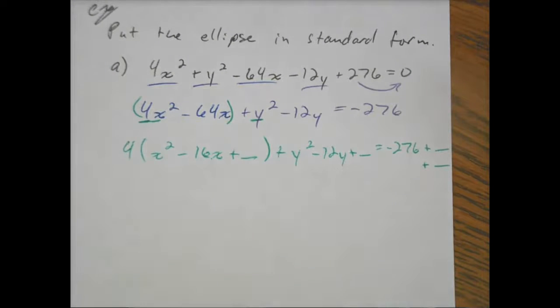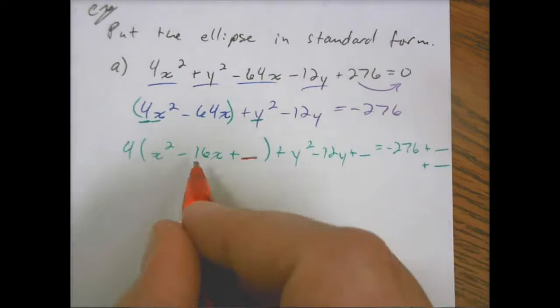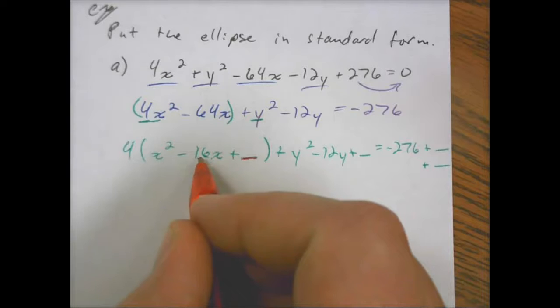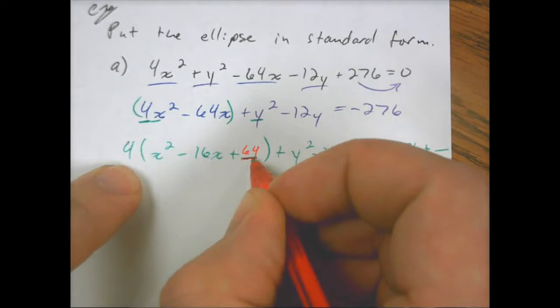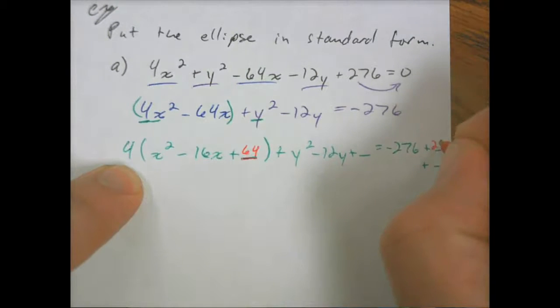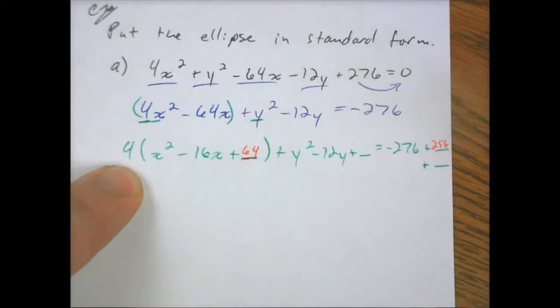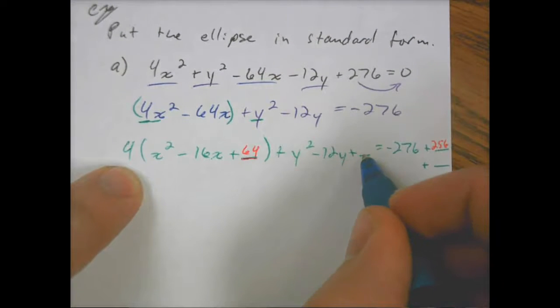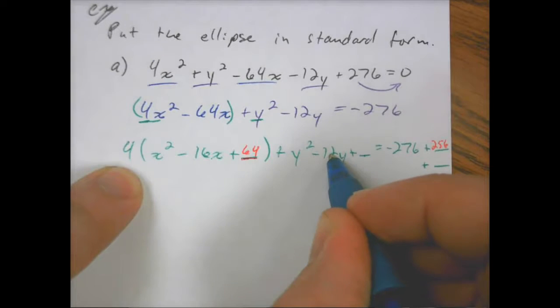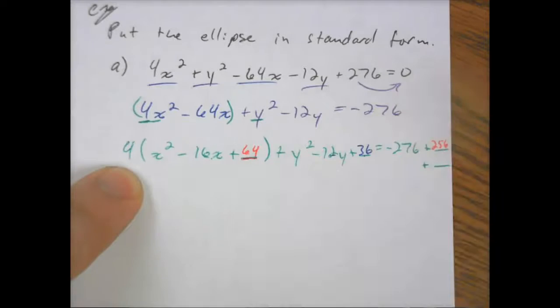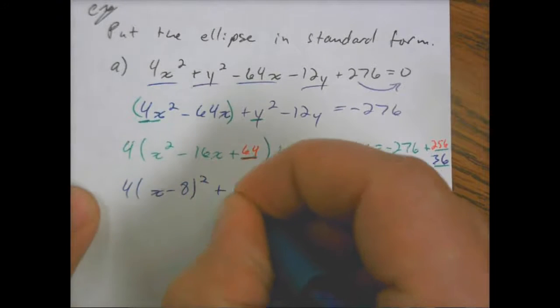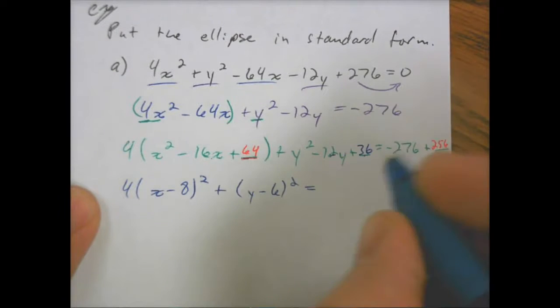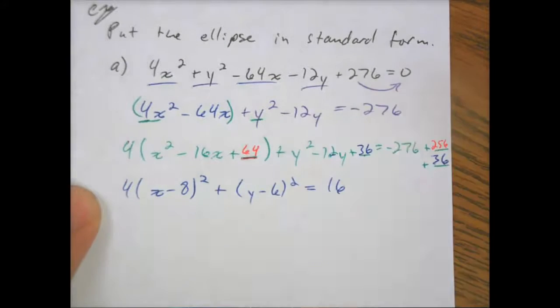Sweet. Now the number that goes inside here, divide your 16 by 2, you have 8. 8 squared is 64, but check it out. It is being multiplied by 4 on this side, so 64 times 4 is 256, so I will have to add 256 to the other side. To get what term goes here to complete the square, divide 12 by 2, we get 6. Then it has to be squared, so 36, not being multiplied, so I'll add 36 to the other side. So now I have 4 times x minus 8 squared plus y minus 6 squared equals -276, this is 16.